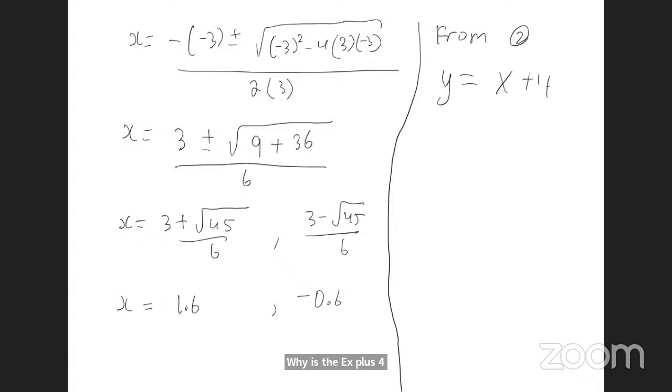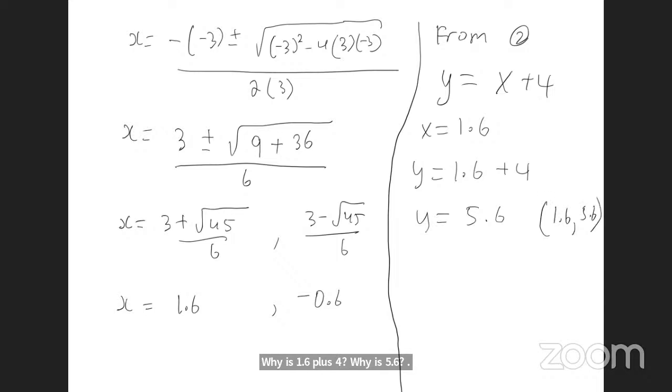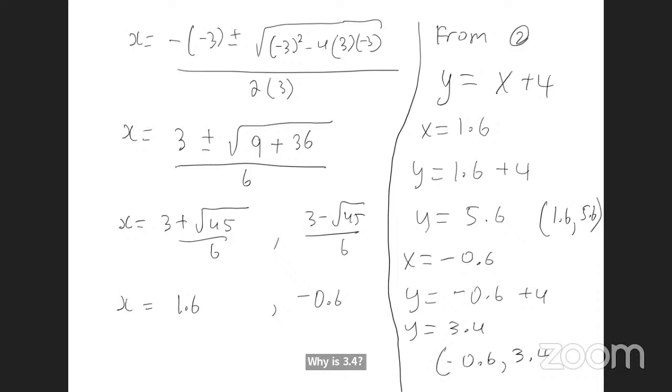So you have to go back to equation 2 and then solve for y. So when x is 1.6, y is 1.6 plus 4. Y is 5.6. So your first answer, 1.6, 5.6. And then put x is minus 0.6. So y is minus 0.6 plus 4. Y is 3.4. So your last answer is minus 0.6, 3.4.